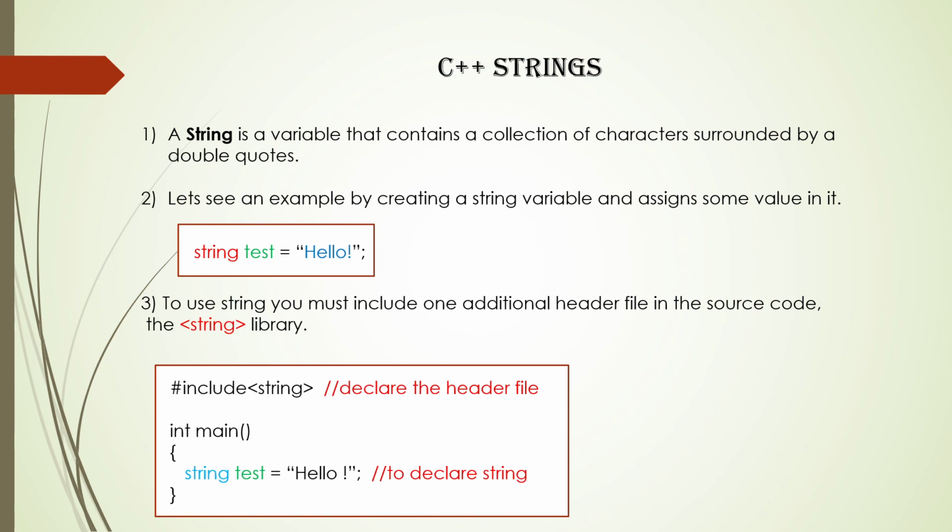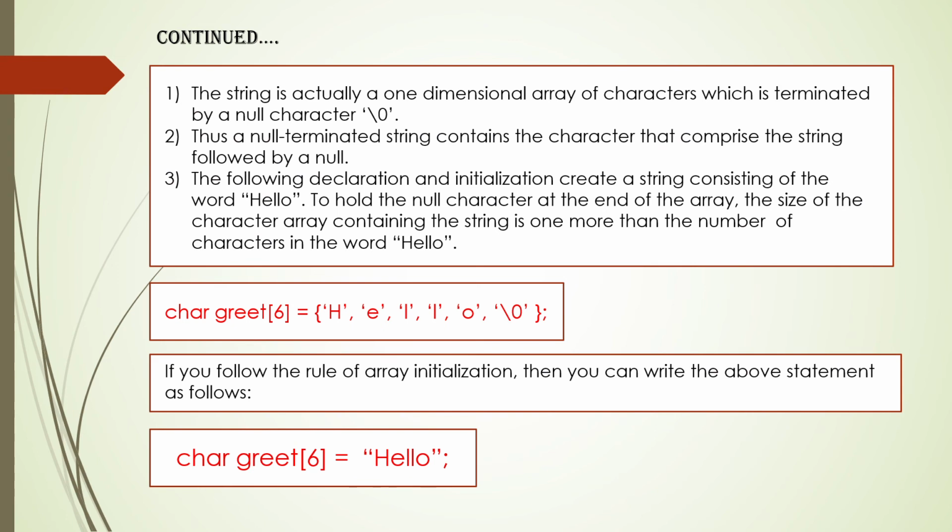Now there are some main points which you must know about the string. Since we know that a string is a collection of characters terminated by a null character, which is represented by a backslash and 0, whenever you declare a string, it is already terminated by a null character. Now suppose you have declared a string hello. So hello comprises 5 characters, but here the string will contain 6 characters. One additional is the null character. See the example I have mentioned here. If we follow the rule of array initialization, the way we declare an array, then we can declare the string the same way. See the example here.